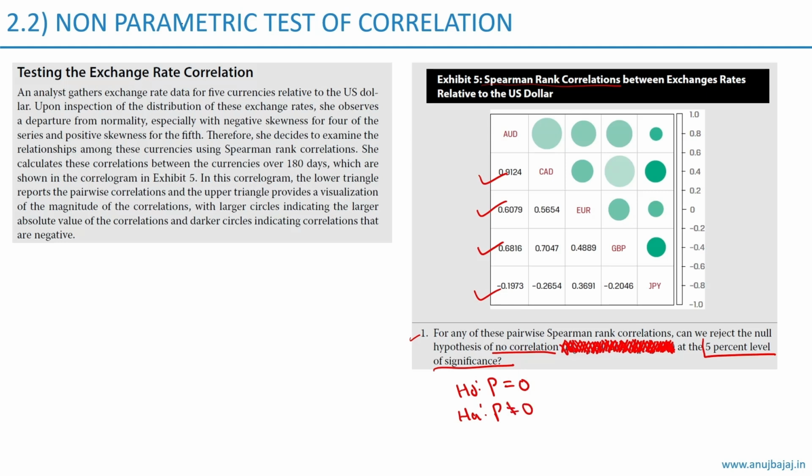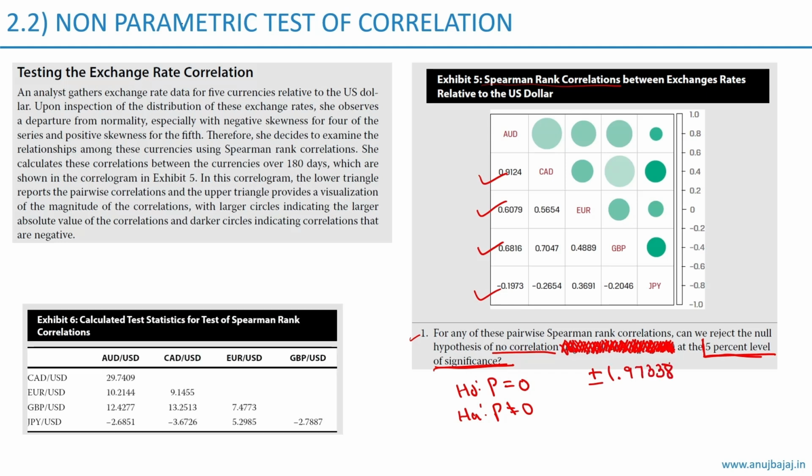You need to calculate the test statistic for each of the currency pairs' correlation and compare it with the critical value. The critical value at 5% level of significance is plus minus 1.97338. So these are the test statistics for each of the currency pairs. Compare each of the test statistics with the critical value and decide for each currency pair whether they are correlated or not.